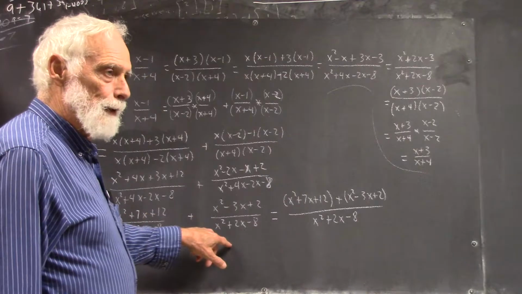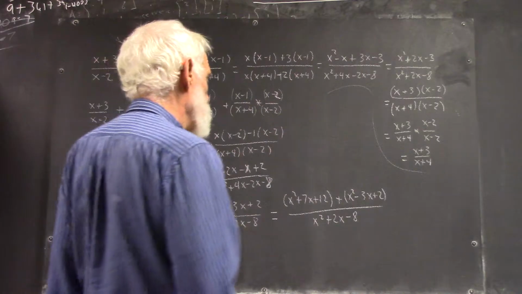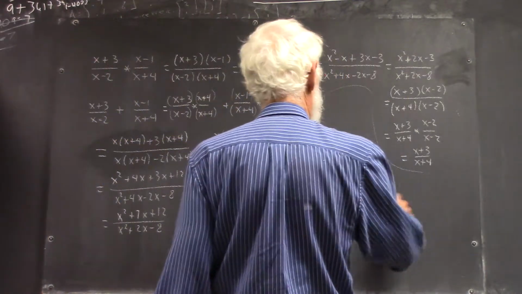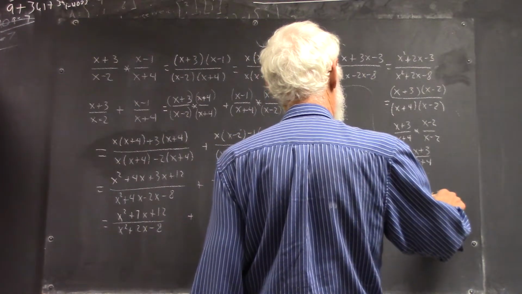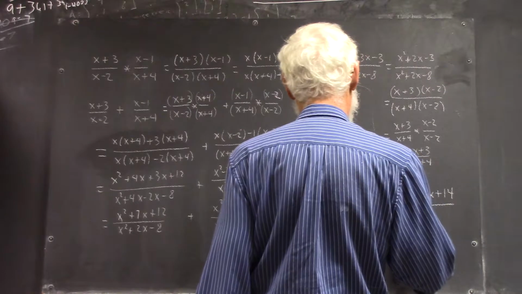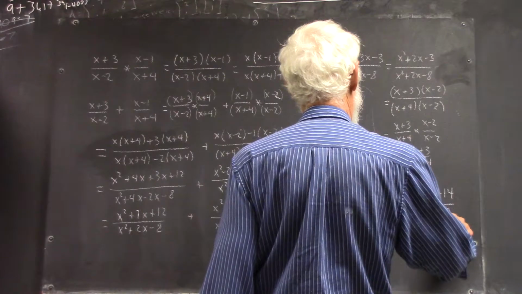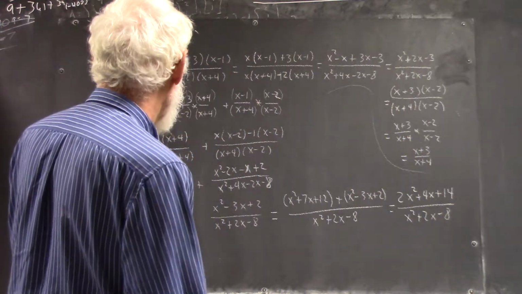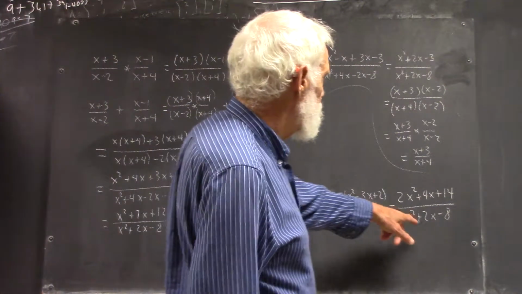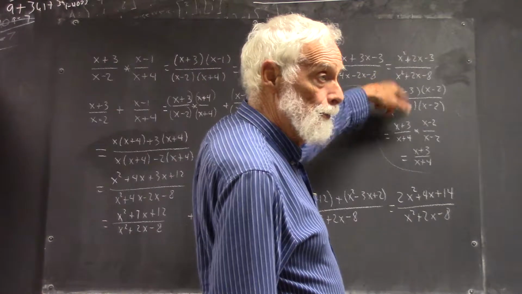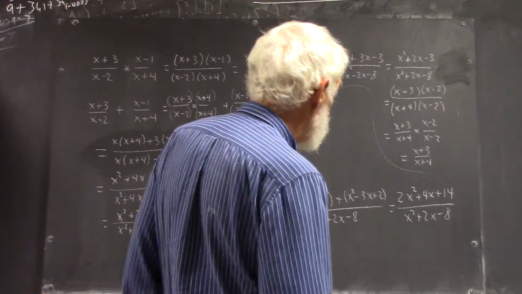Since you have the same denominator, now you can just add the numerators. Okay? And when we do that, it's easy to see that we get 2x squared, and we get 4x, and we get 14. And here we get x squared plus 2x minus 8. This is the same thing we got up here, so we've got to check to see if the numerator factors.